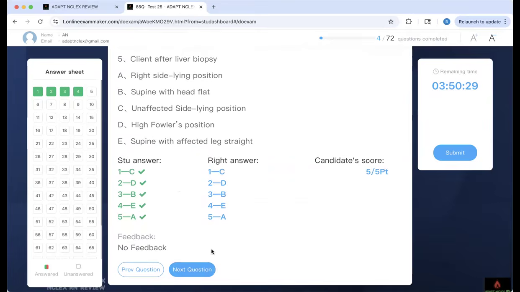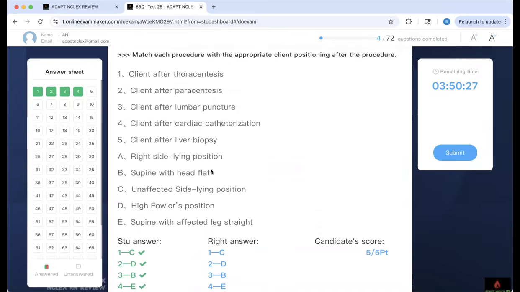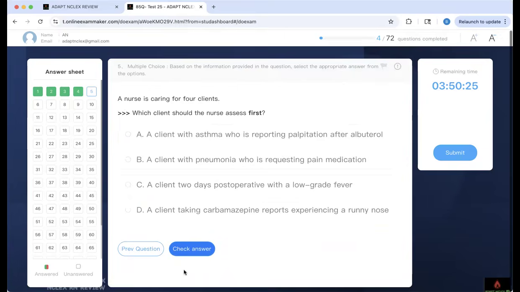Safety question. This is all very, very important that you should be familiar with. Number 5, and this is caring for 4 clients, prioritization. Which client should the nurse see first? A client with asthma reporting palpitations after bronchodilator. A client with pneumonia requesting pain medication. A client who is 2 days post-op with low-grade fever. And a client who takes carbamazepine reporting a runny nose. Who do you want to see?